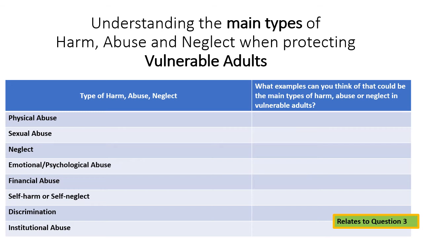Now you can pause the video here and do some research and have a look at some of the types of harm and abuse that I've mentioned there, and then have a look at what examples could be for the main types of harm, abuse and neglect in a vulnerable adult. And once you've done this, the next slide gives you some examples.